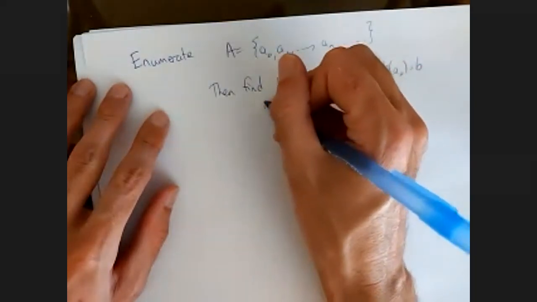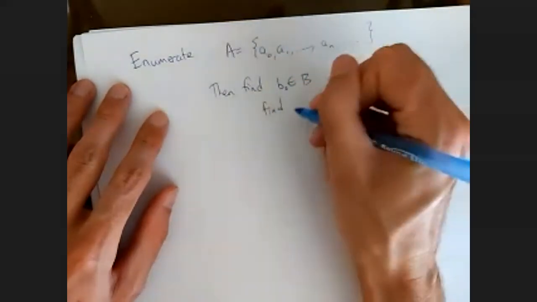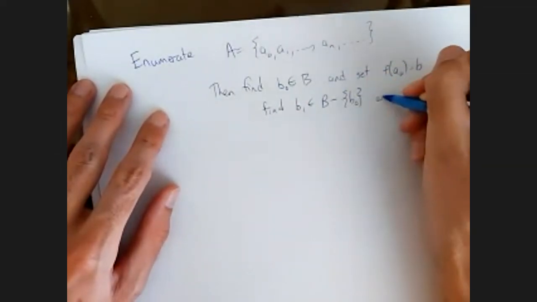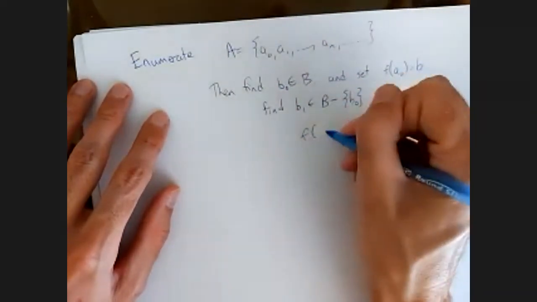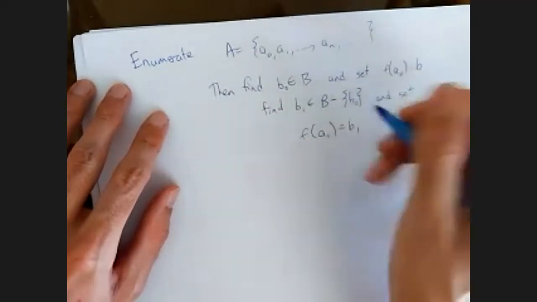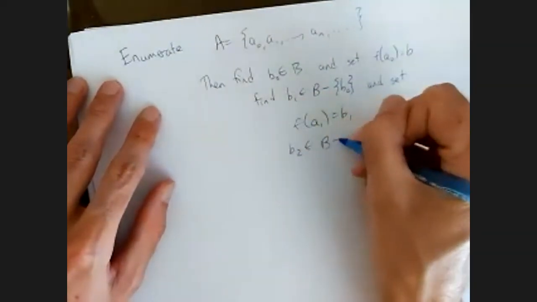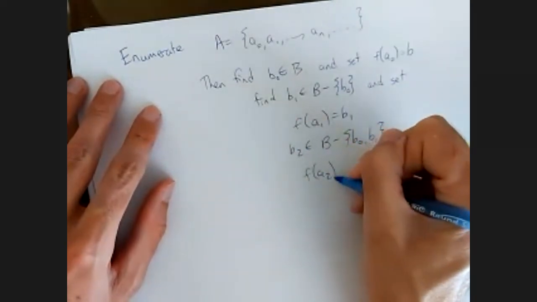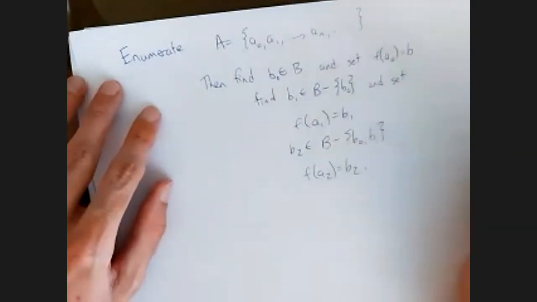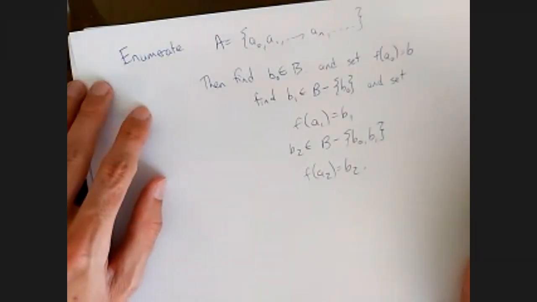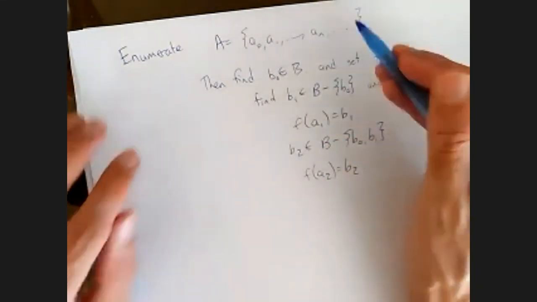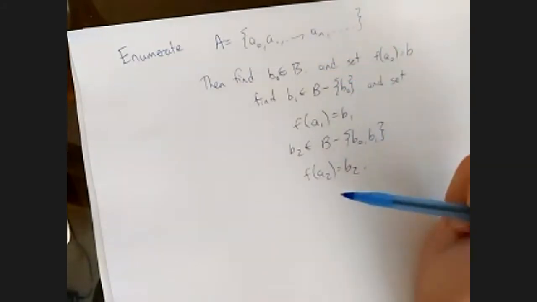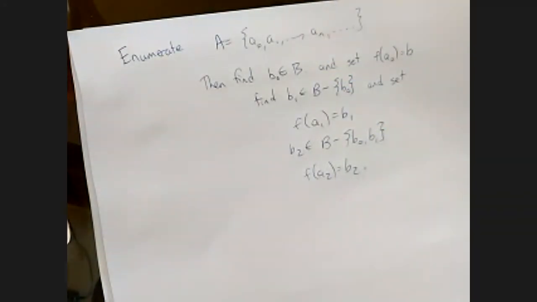Then find B1, which is in B minus B0, and set f of A1 to be B1, and find B2 in B minus B0, B1, and f of A2 equals B2, and just keep on doing that. Find something in B that hasn't been chosen as the value of f, and then choose that to be the next value of f. Just keep on doing that.